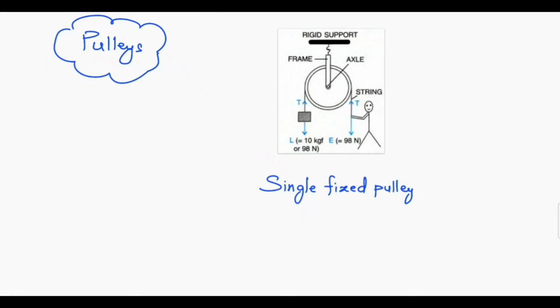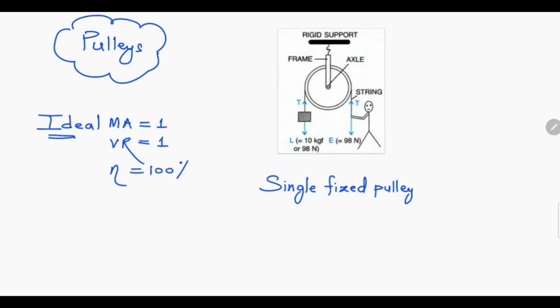So in that, single fixed pulley. So the mechanical advantage, I'm talking about ideal. So I'm writing it over here specifically. Ideal mechanical advantage is equal to 1. This is for ideal machine. Velocity ratio is equal to 1. Therefore, we can say efficiency is 100%. Once again repeating, this is for ideal machine.